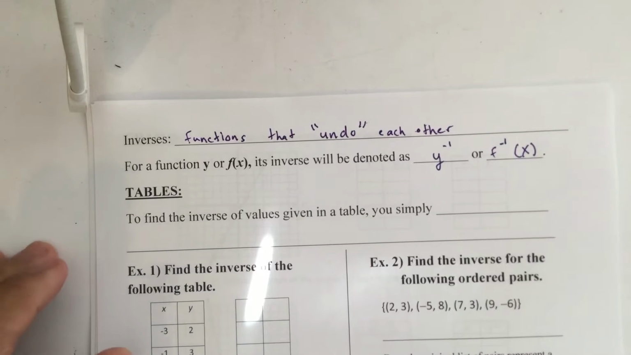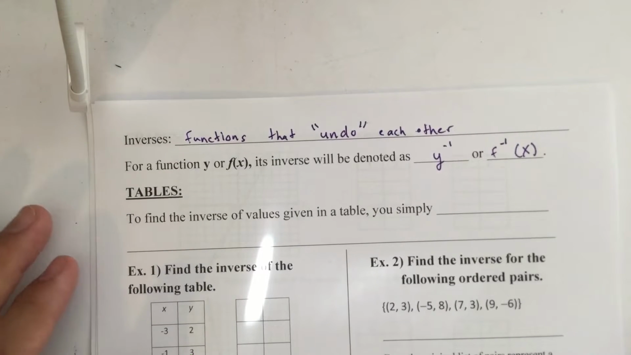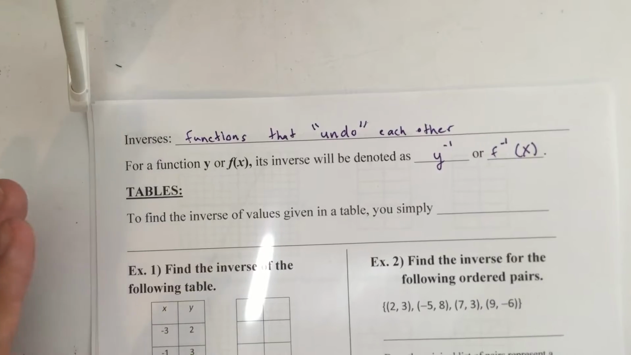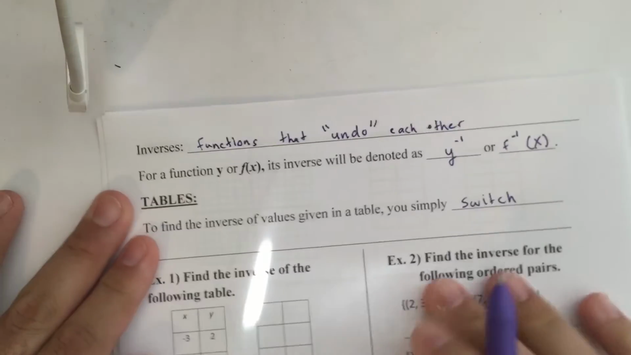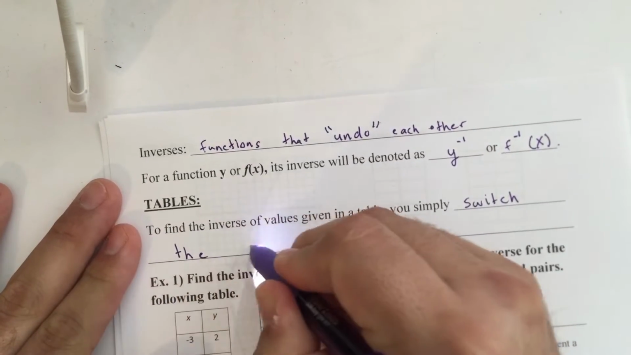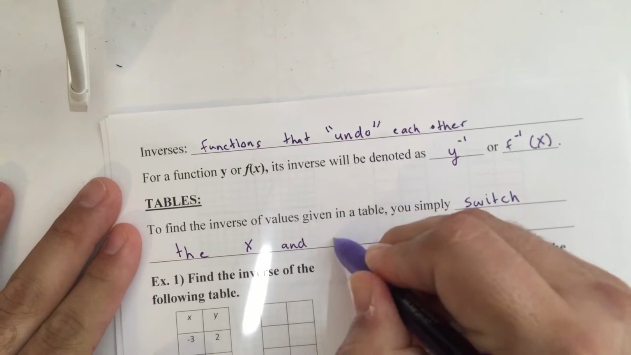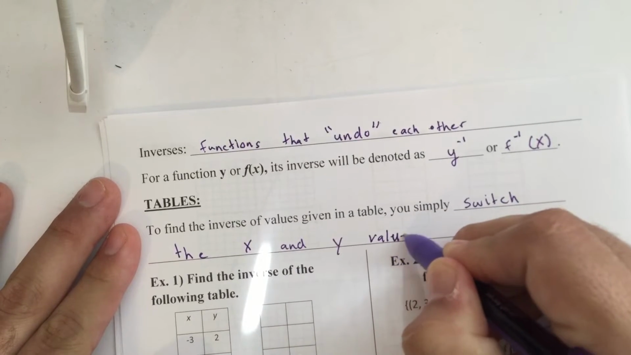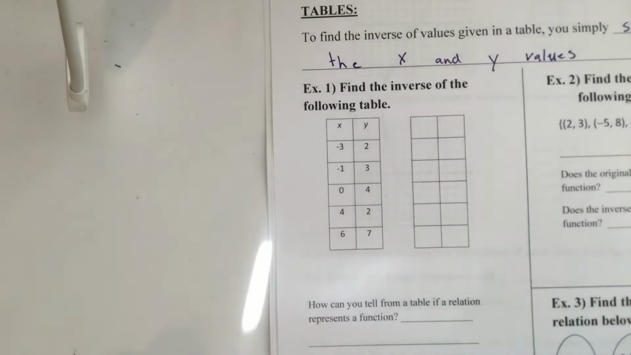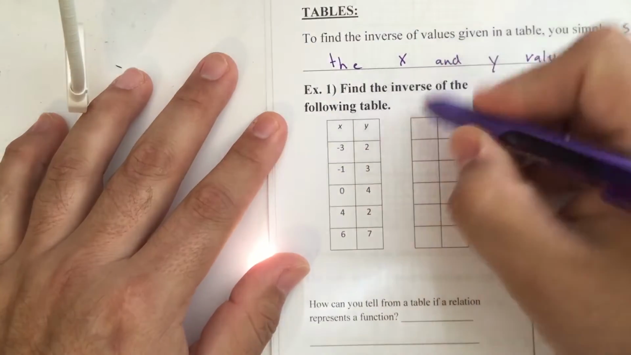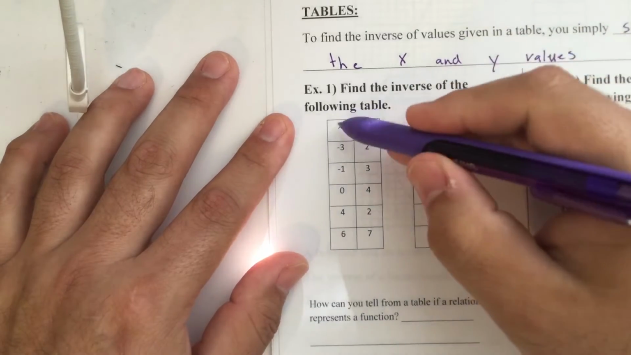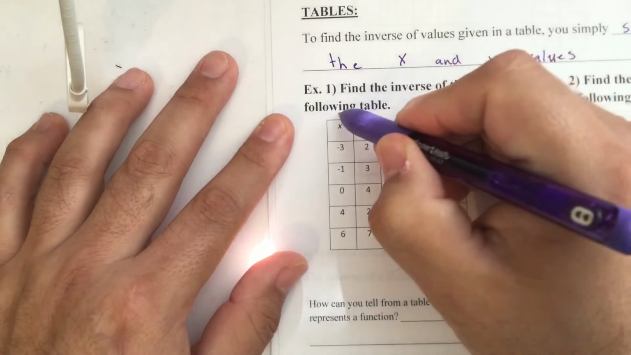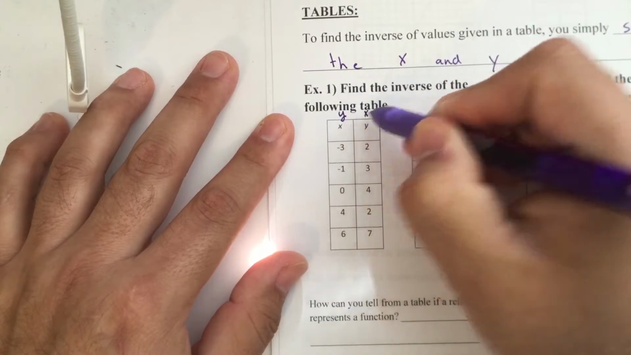Okay, so when we're looking for inverse functions, in order to find the inverse values given in a table, you simply switch the x and y values in the table. You'll notice here on this table, you see how we have the x values and the y values? Well, in this one, I'm going to do my y inverse and my x. So I'm going to change all of these. These will become my y values, and these will become my x values.